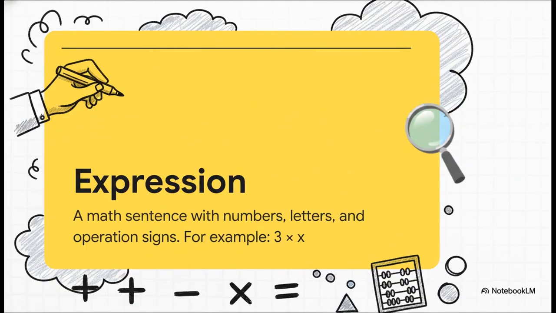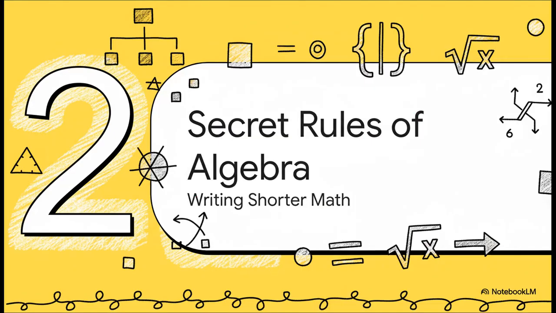This little math sentence, 3 times x, has a special name. It's called an expression. It's just a fancy word for a mix of numbers, letters, and our operation signs, like plus, minus, or times. Now mathematicians, they like to keep things really neat and tidy. So to make things even shorter and simpler, they created a few secret rules. These rules help us write our expressions in the cleanest, neatest way possible. Let's learn the first one right now.